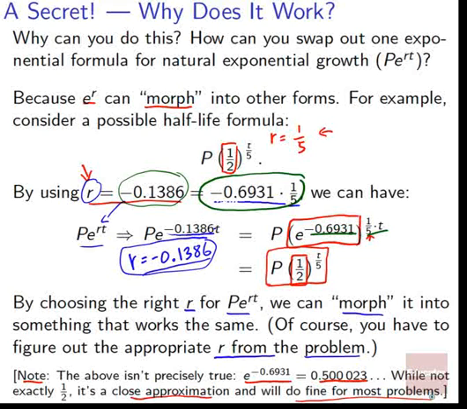And if you need even more accuracy, you could have figured out what r is to more decimal places, and you could have used this more accurate value for r.